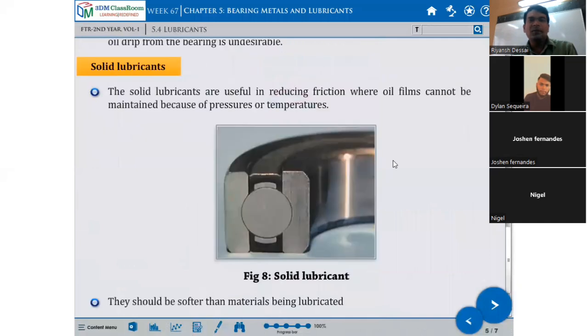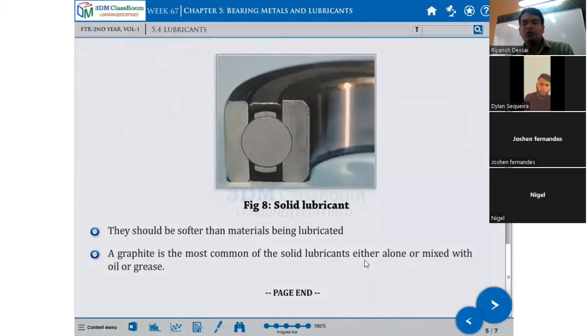Solid lubricants, the best example of which is graphite. They reduce friction where an oil film cannot be maintained because of pressure. When there is a lot of pressure and temperature, liquid or semi-liquid lubricants are not able to take it. Then we can go for the solid lubricant. Graphite is the most common solid lubricant, and it can be used alone or mixed with oil or grease.